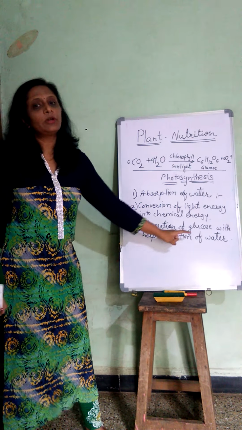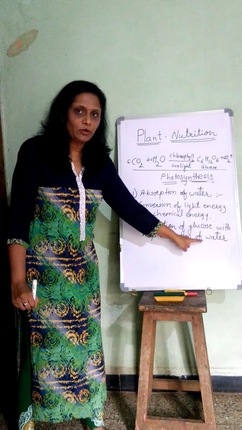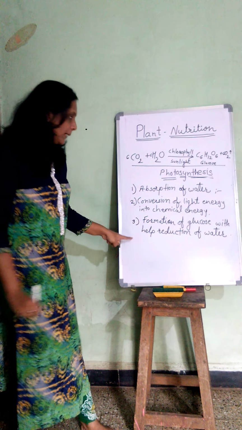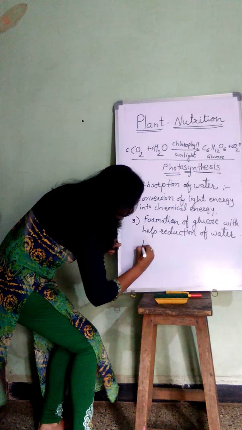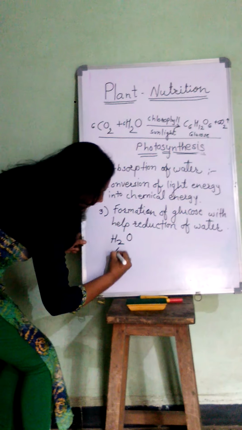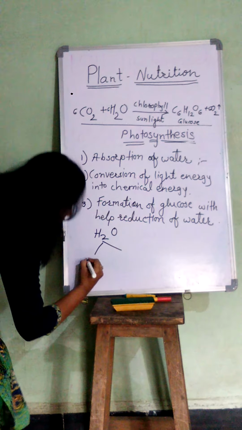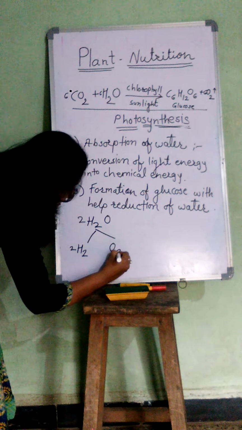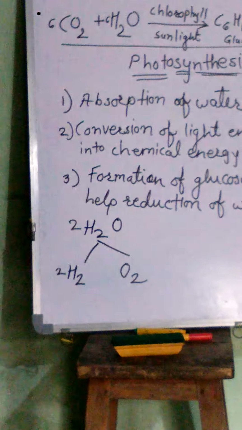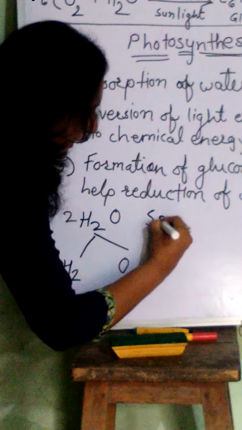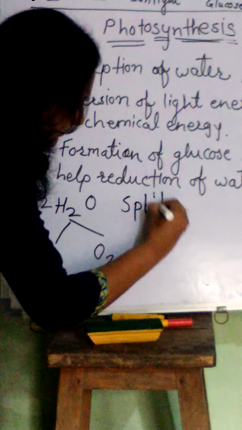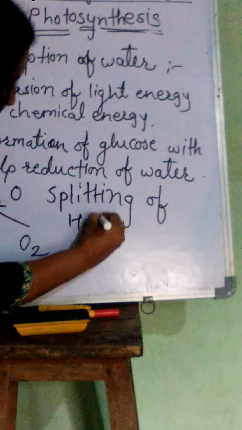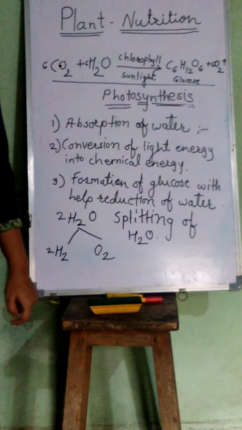Now what is reduction of water molecule? In reduction of water molecule, actually splitting of water molecule takes place. So what happens here? From the H2O molecule, hydrogen is separated and oxygen is separated. So this is called splitting of water molecule, and this is also called Hill's reaction.